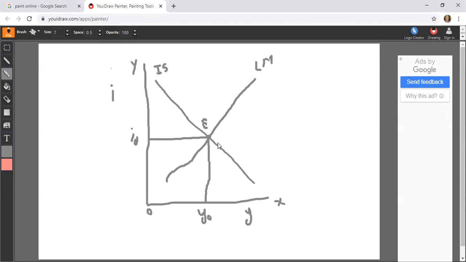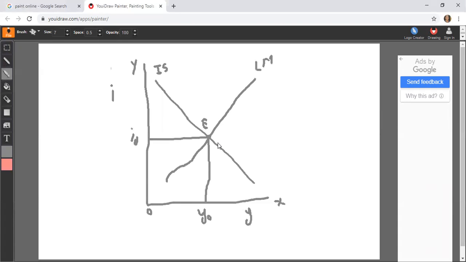So we know that there are various combinations of real income and interest rate, but I0, Y0 is the only combination of real income and interest rate which has brought the IS market and the LM market, that is the goods market and money market, together in equilibrium. So that's the speciality of this ISLM model, and you know it very clearly.